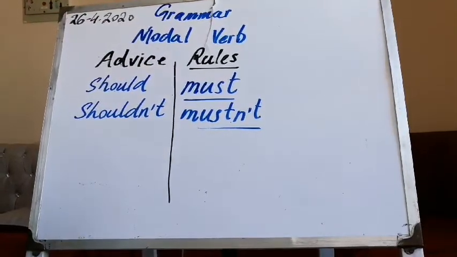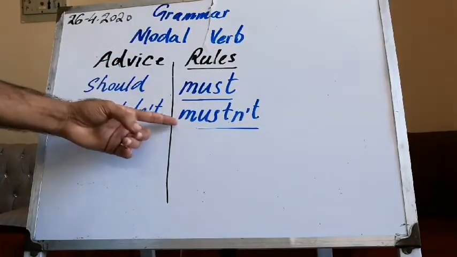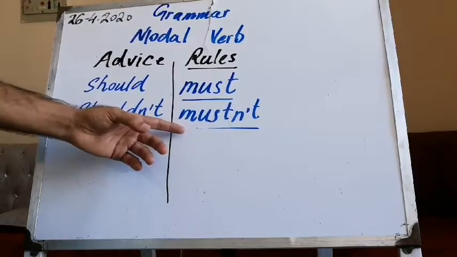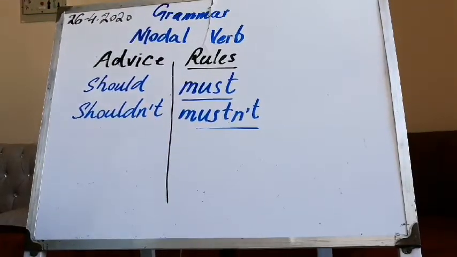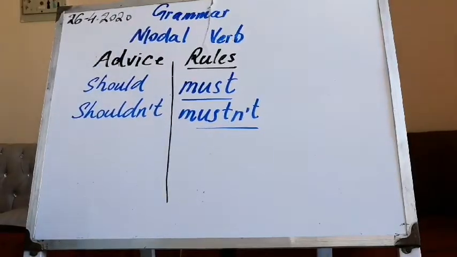When we talk about the rules, we say you must not cross the red signal. You must not drive when the signal is on. You must not use your phone when you are driving, because this is a rule.